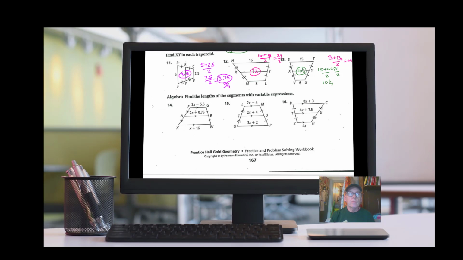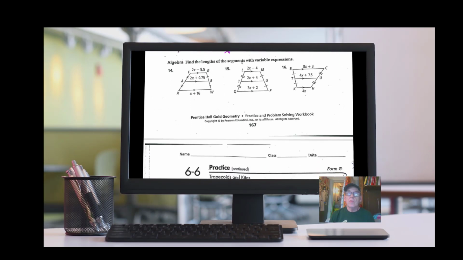So number 14. Find the lengths of the segments with variable expressions. So now we got algebra involved, but basically the idea is base 1 plus base 2 times a half, or divided by 2, is going to be equal to the middle length. So we've just got some algebra problems to do here and simplifying like terms. So we got base 1, x plus 16, base 2, which is 2x minus 5.5, is equal to the middle segment, which is 2x plus 0.75.